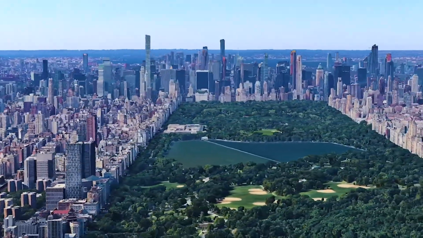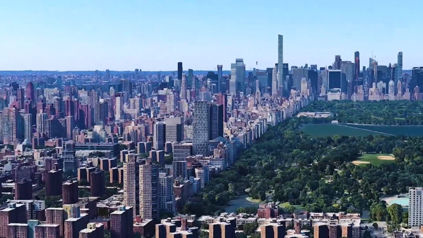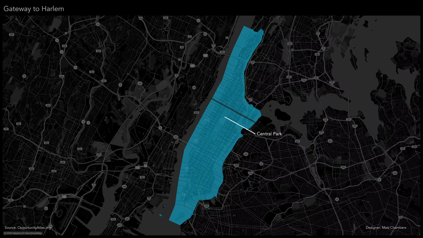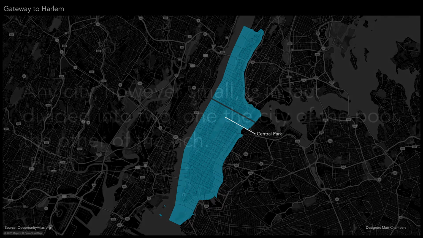Cartographically, its north border also serves as a boundary between Harlem and Manhattan. This border is known as the Gateway to Harlem. But there's more to this gateway than simply serving as a boundary between Harlem and Manhattan. It's also a metaphorical gateway to opportunity and class mobility.